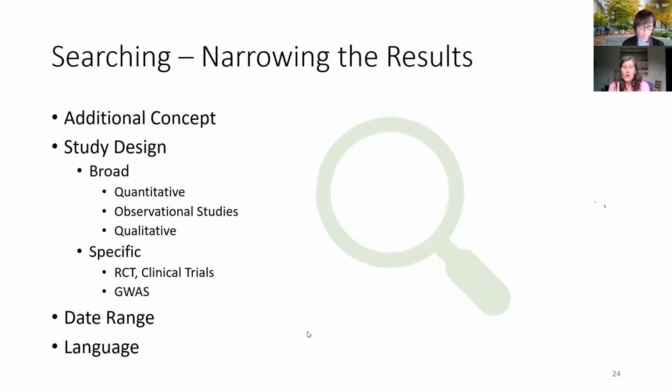And I'll just go along here. So you get some results. There's additional things you want to do. Like if you need to, you add another concept to narrow your results. You can limit by the type of study or methodology. This is health related, but you could apply these as limits. You can apply date range, and you can apply language. So these are just some ways to narrow your results, to really focus in on the content that you're looking for.